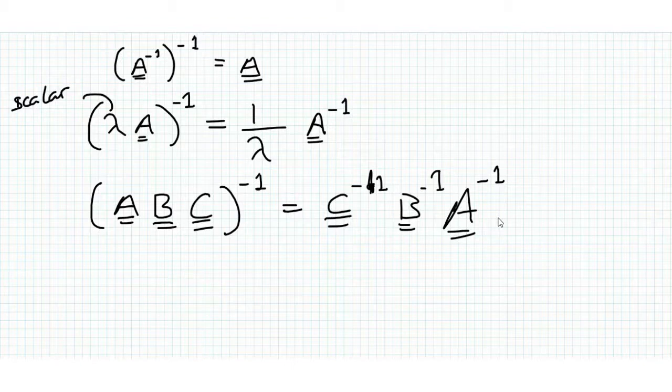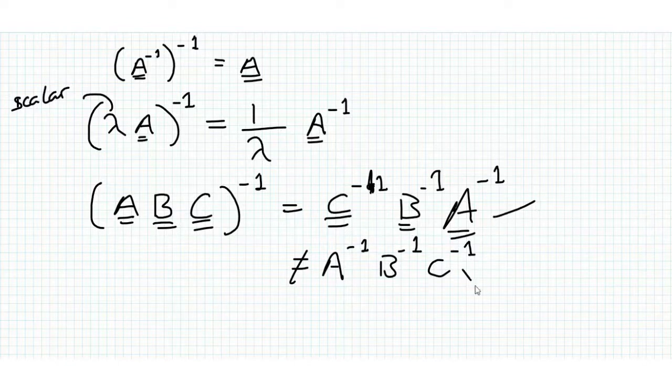And this is not equal to A to the minus 1, B to the minus 1 times C to the minus 1, because order of multiplying matrices is very important. So this one here and this one here are not equal, okay? And this rule can be extended to 4 matrices, 5 matrices, 6, 7, 8, 9, on and on and on. So yeah, you could have 100 matrices, that rule still applies.